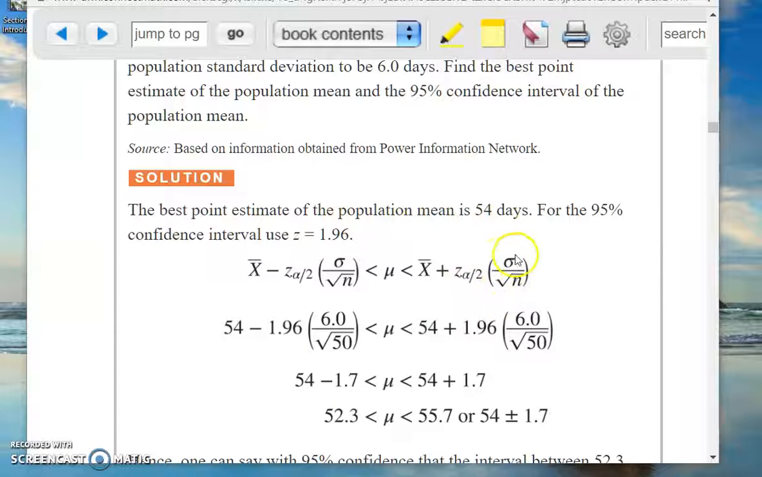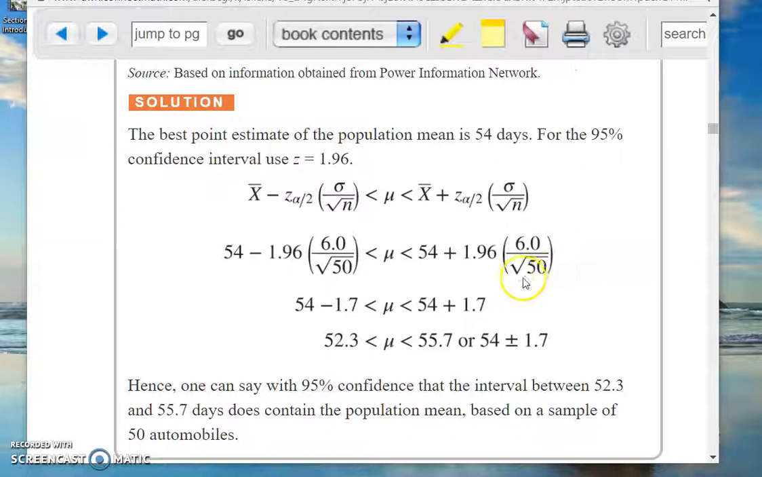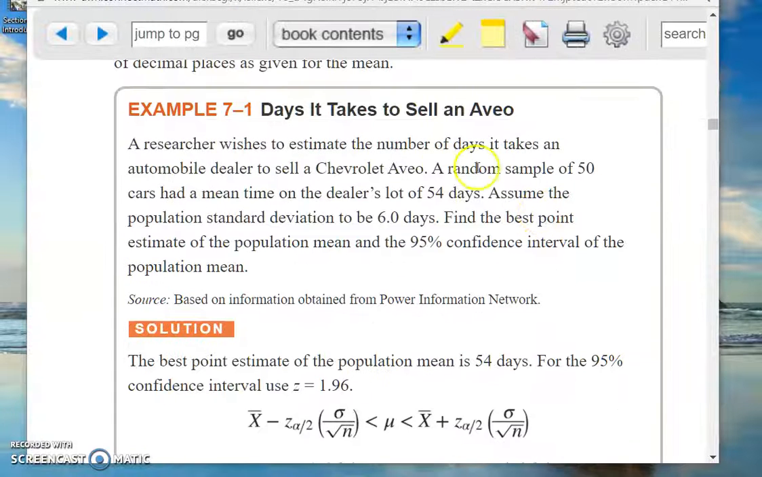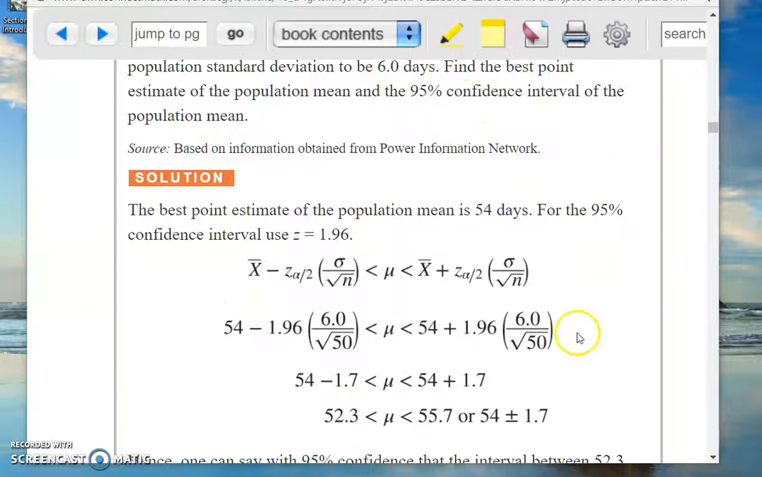Here's the margin of error. Now it's just a matter of plugging things in. The sigma and the square root of n were given to us up here. The sigma, they told us, was 6 days. n is 50. The square root of 50 is whatever that number is. So the only thing that has any difficulty whatsoever is how do you choose this number here?